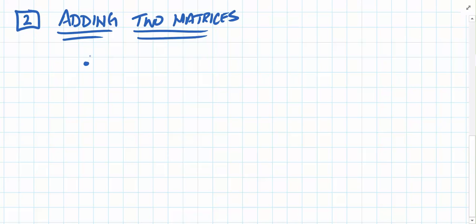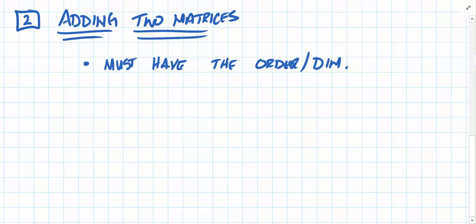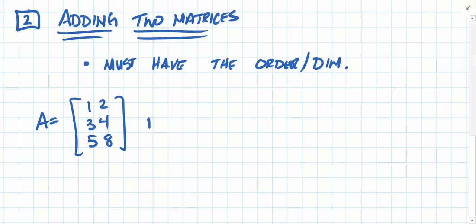In order to add two matrices, you have to be sure of one thing before you even begin. The two matrices must have, if you had to take a guess, rows and columns. Yeah, they must have the same order, or the same dimension. In order to add two matrices, you must have the same order or dimension. So let me give you an example. I would define matrix A as 1, 2, 3, 4, 5, and then 8, just to make things interesting. And then matrix B would be, how about 0, 1, 5, 2, 6, and then 3.